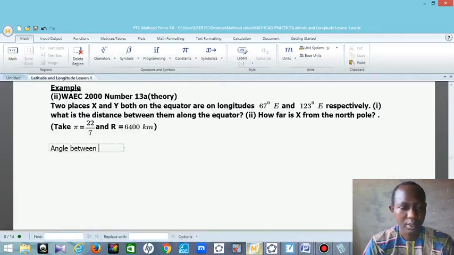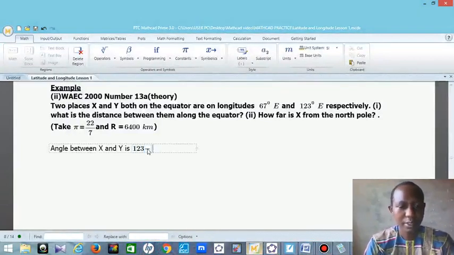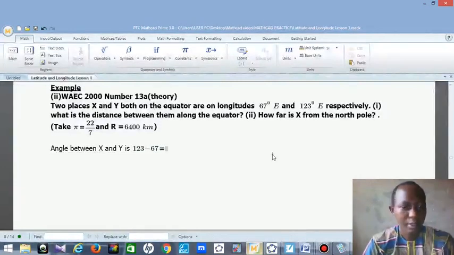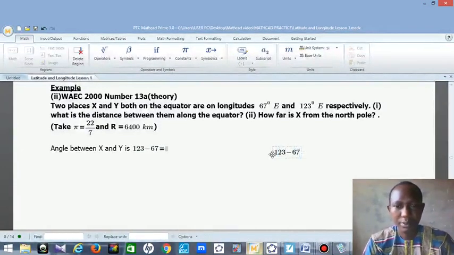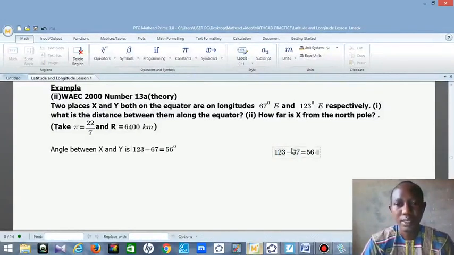x and y is 123 minus 67. So this one is going to give us what? 123 minus 67, you have your 56. Okay, 56 degrees. So that is it.